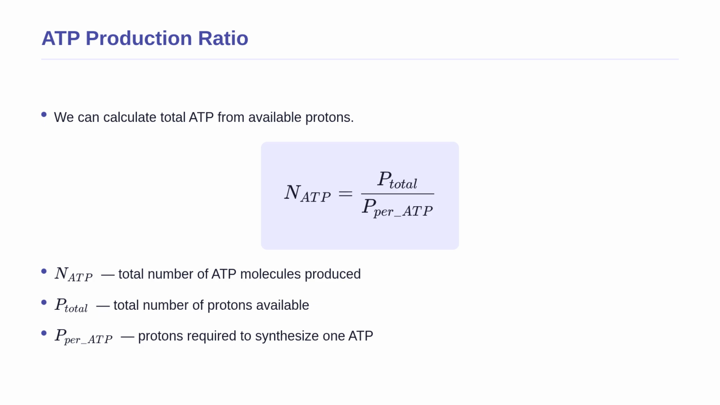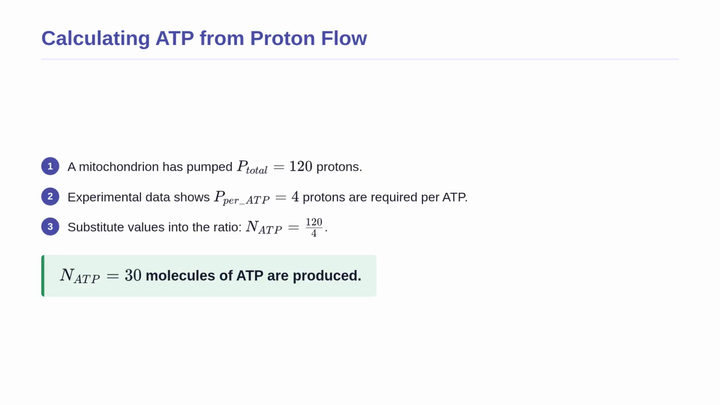Conceptually, this is just like knowing you have a certain amount of money and dividing it by the cost of a single item to see how many items you can buy. If the total pool of protons increases, the ATP yield increases proportionally. Let us look at a practical example using this ratio to see how proton flow translates into cellular energy.